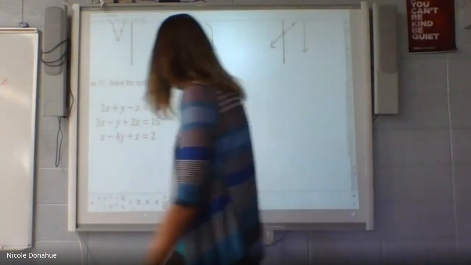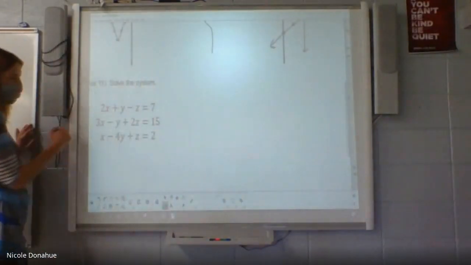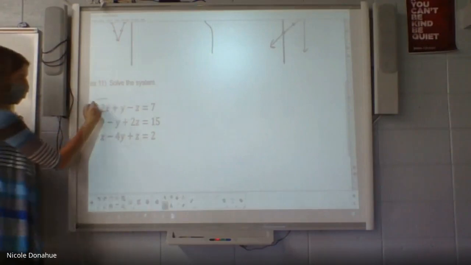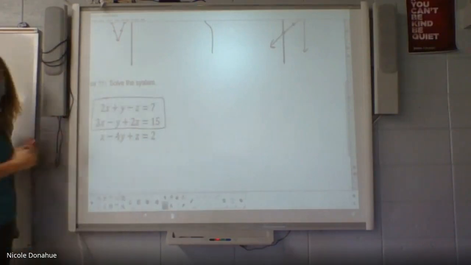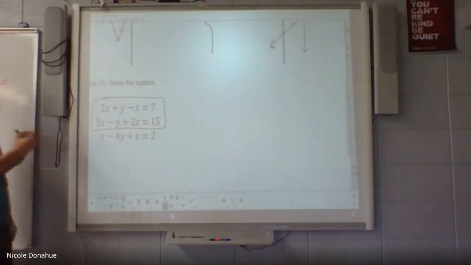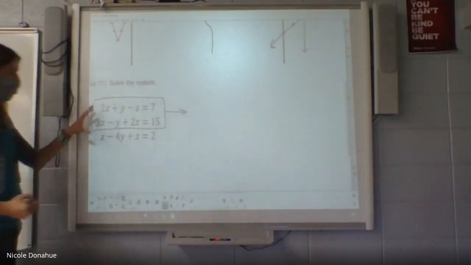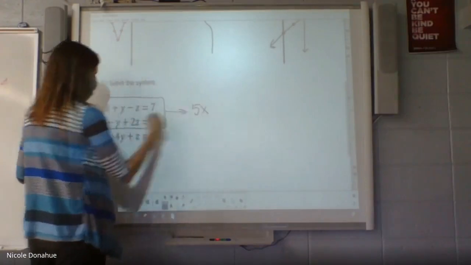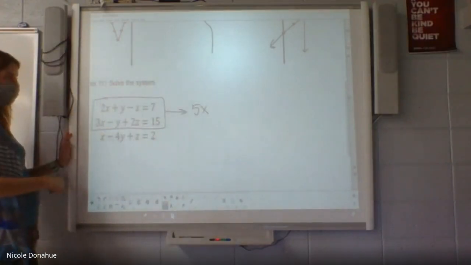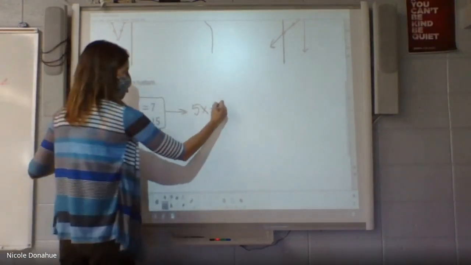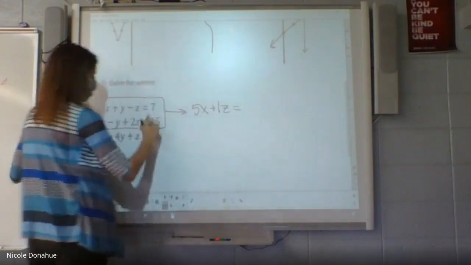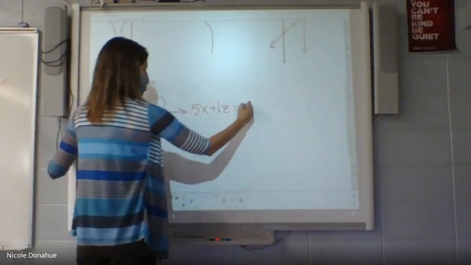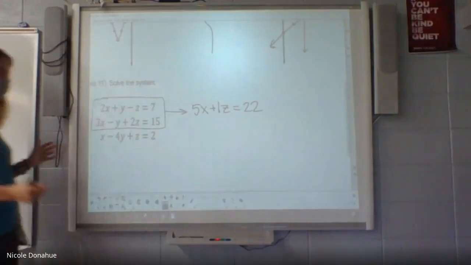So we're going to add the Y's together. So the first 2, I can just add these 2 together, right? Because that'll cancel out the Y's. So I'm going to add everything. So 2x and 3x is 5x. The Y's will cancel. This will be 1z, 1z. And then 7 and 15 is 22. So I got rid of Y.